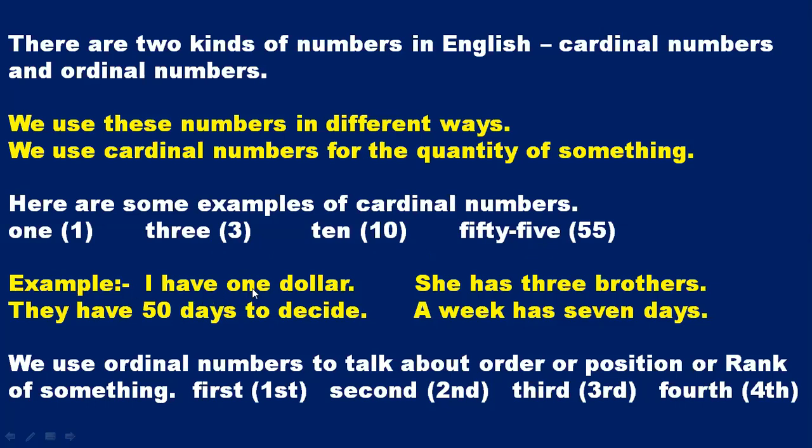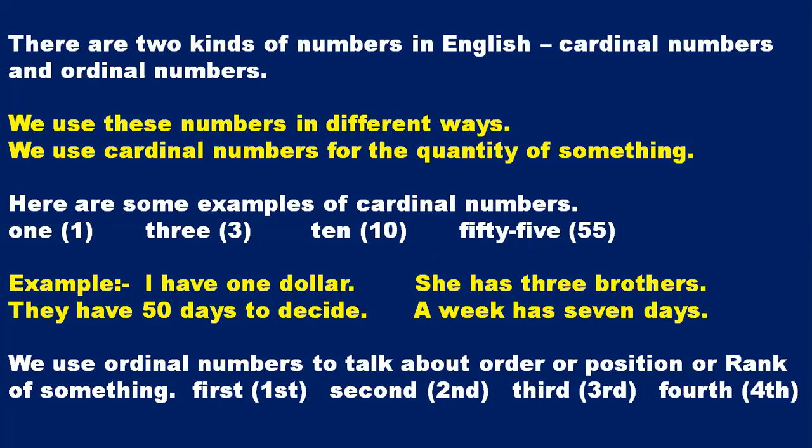Let's learn with the help of examples. For example, I have $1. This one, what is this? This is your cardinal number. Next, she has 3 brothers. So this number 3 is your cardinal number. Like this, when you use counting in sentences, that is known as a cardinal number.